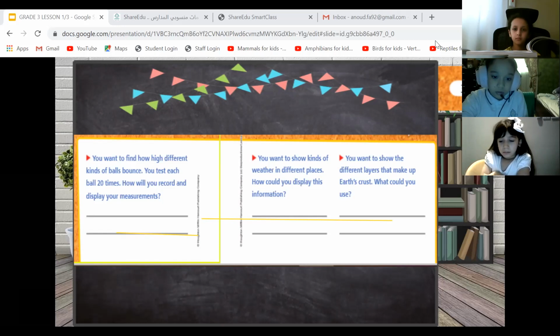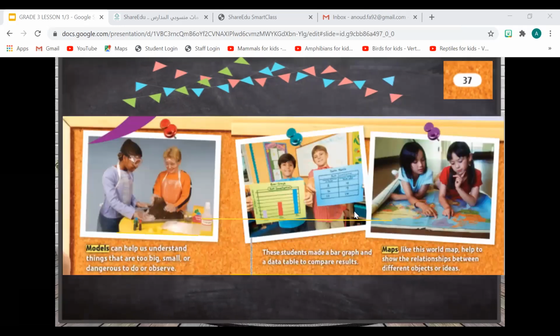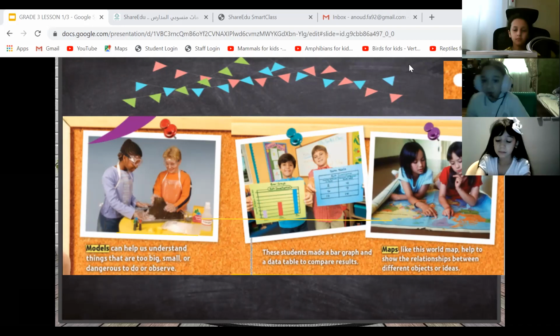Is it easy to use one of these graphs or tables? So I will go back to the table. Look at this, the table. The first time, maybe it went 2 feet. The second time, it went 3 feet. The third time, it went 10 feet, like that. Is it easy to make a table about it?